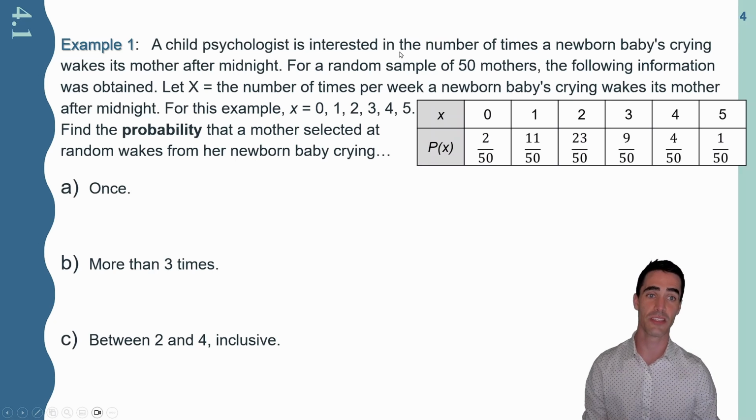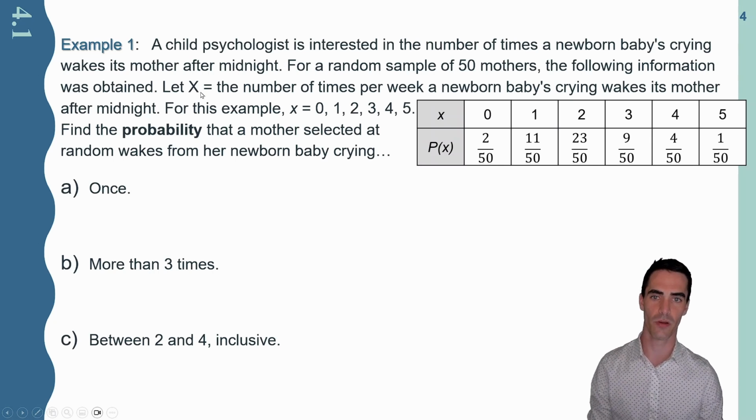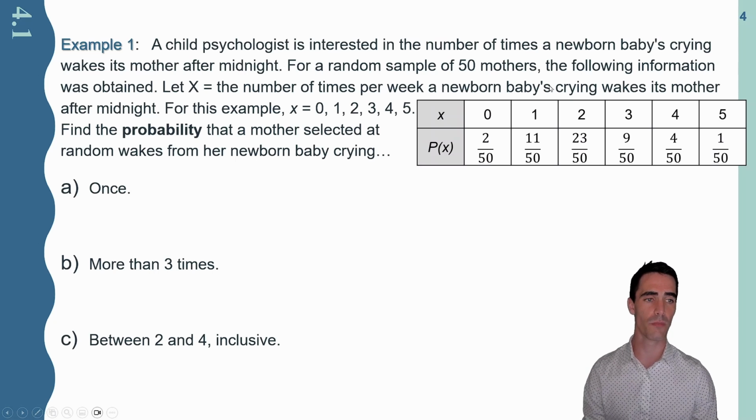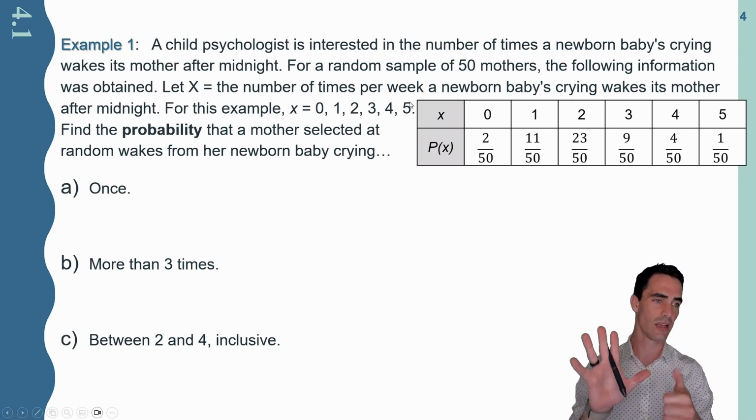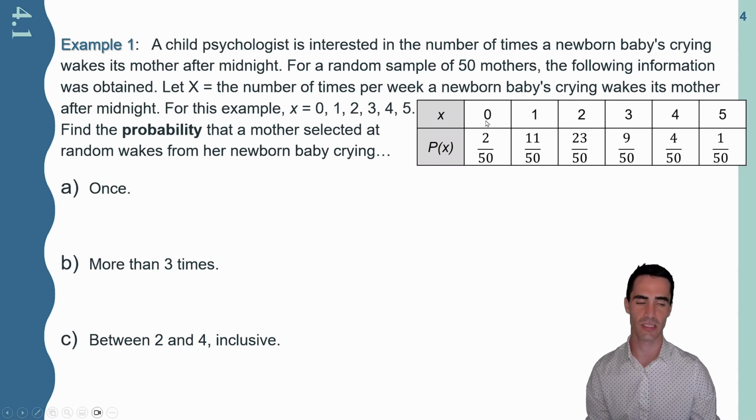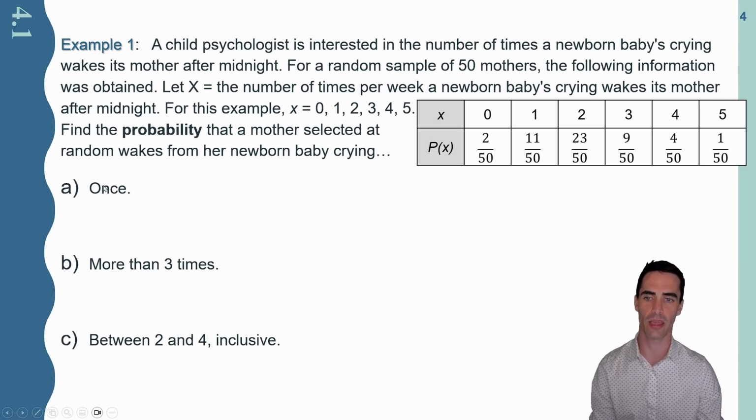A child psychologist is interested in the number of times a newborn baby's crying wakes its mother after midnight. For a random sample of 50 mothers, the following information was obtained. Let X, our random variable, be the number of times per week a newborn baby's crying wakes its mother after midnight. For this information, X can equal 0, didn't wake her up at all, 1, 2, 3, 4, and 5, meaning there are 6 different outcomes here, and all the different probabilities are computed for us. Find the probability that the mother selected at random wakes from her newborn baby crying once.